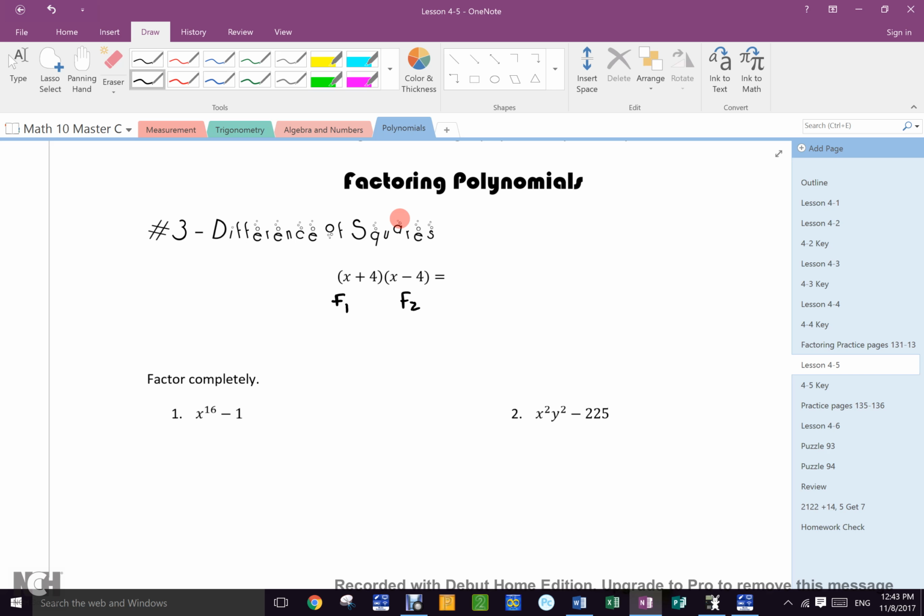polynomial expansion, right? So I would do x times x and get x squared, yes? And then what would be my next number? X times negative 4 to get what? Negative 4x. Then I would move to a new term and a new line. What's this one? Positive 4x. And what's this one? Negative 16. And what do you notice at the end of it all?